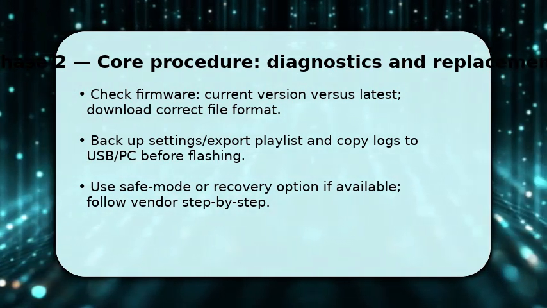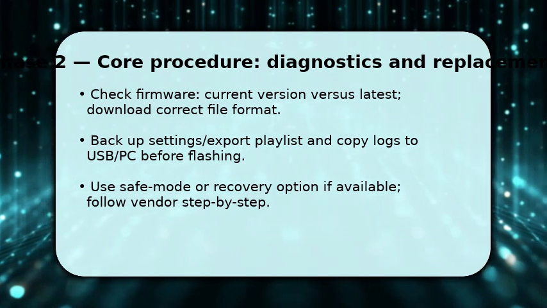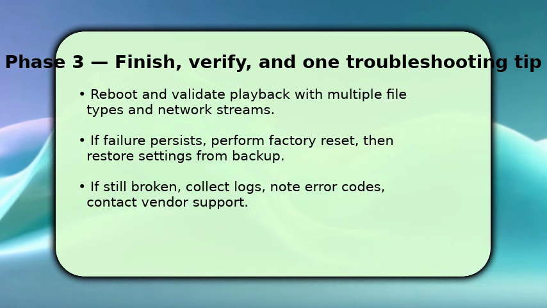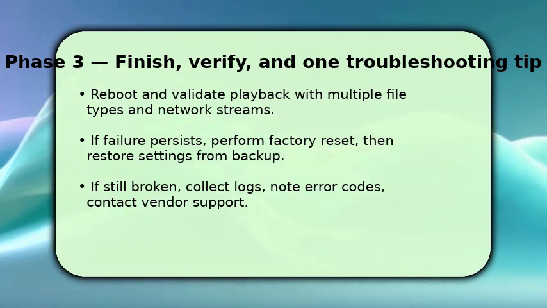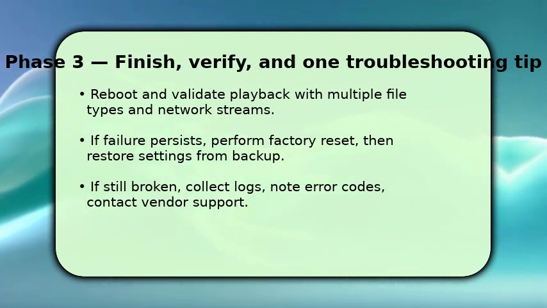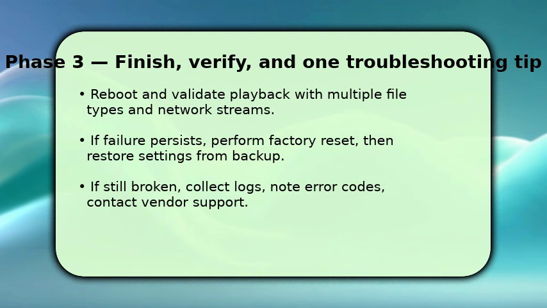You finish by validating playback. Reboot, then play several file types and a network stream to confirm resolution. If problems persist, perform a factory reset and make sure to restore your backed up settings afterwards so you don't lose custom playlists. Once restored, test again.